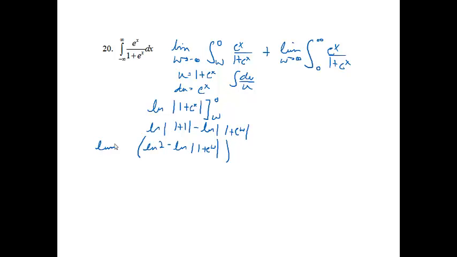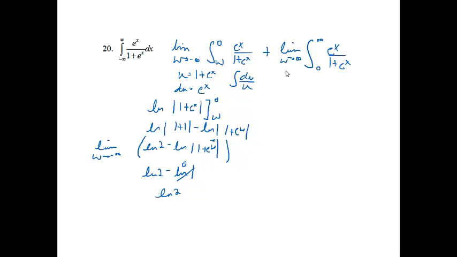So now I'll find the limit as w approaches negative infinity. When I let w approach negative infinity, I get e to the negative infinity, and e to the negative infinity is actually 0. So I'm going to get the natural log of 2 minus the natural log of 1. So my answer for this part will be the natural log of 2.